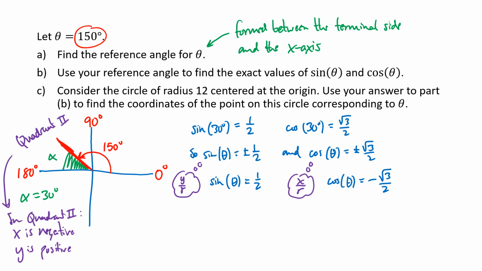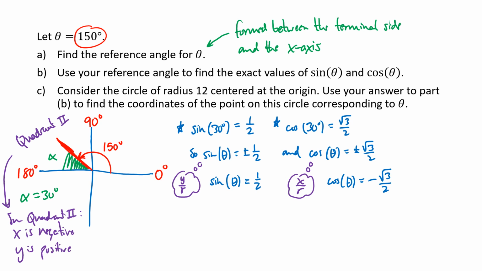So that's how we use reference angles. So when I say use reference angles to find these values, that's what we're doing. The reference angle gives the values up here, and then our angle that we're looking at is either plus or minus those reference angle values, and the way we figure out whether it's plus or minus is by using the quadrant. All right, so this last question says, consider the circle of radius 12 centered at the origin.